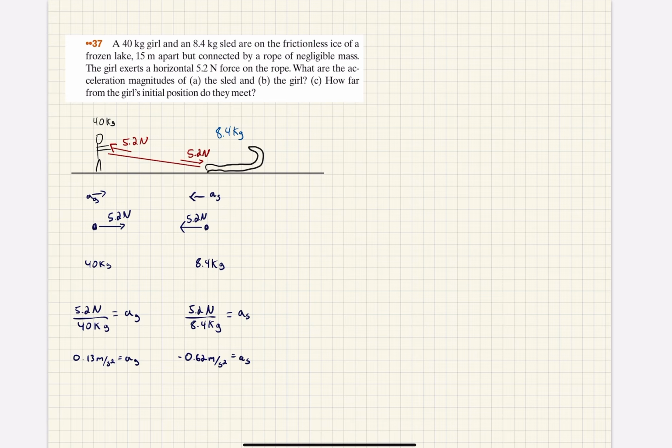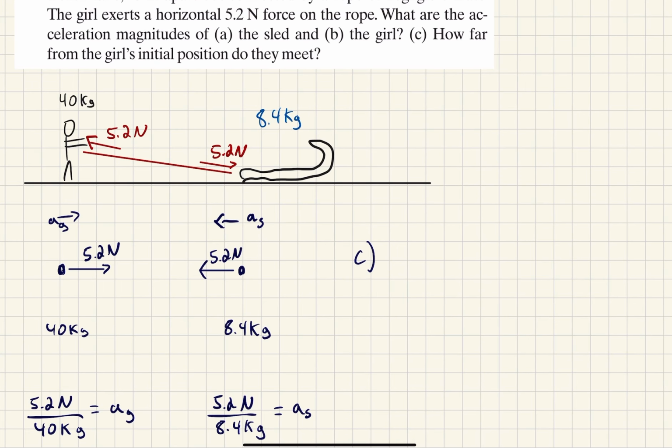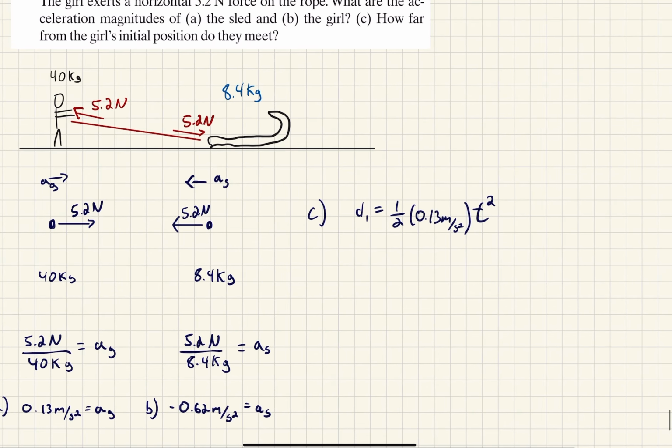How far from the girl's initial position do they meet? So that was the answer to A. That's the answer to B. C. Well, we know that there's a distance of 15 between them. And we know that the girl is going to cover a certain distance based on that constant acceleration from that force. So the distance the girl is going to travel, I'll call that d1, is equal to half her acceleration times time squared. And the distance, I'll call that d2, that the sled is going to travel is the same idea.